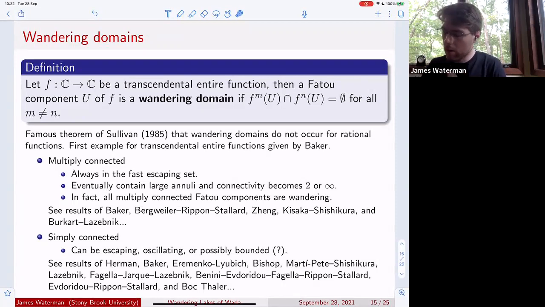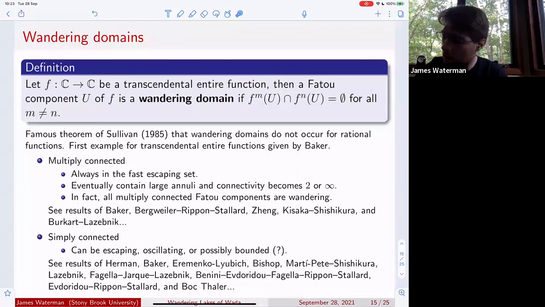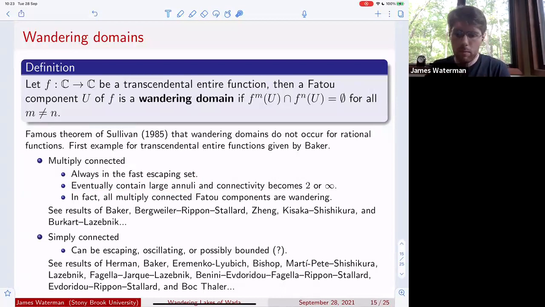These simply connected wandering domains can have rather varied dynamics instead of just always being in the escaping set. These domains can be escaping, they can be oscillating, and it's a large open question whether or not they can in fact be bounded. And unlike multiply connected wandering domains, where we eventually have some large annuli, these simply connected domains can be very small. And as Luca said, they can have very different geometry. Again there are lots of results about simply connected wandering domains. Now we're going to focus in particular on the result of Luca Martí-Pete that he talked about in the previous talk.